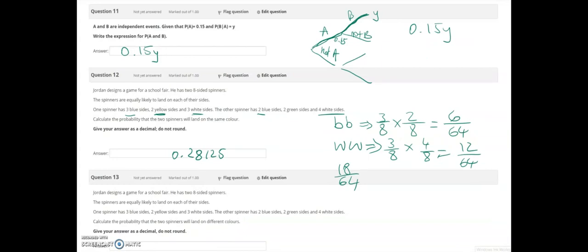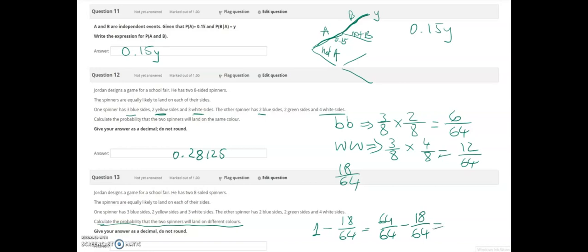Question number 13 links to question number 12. So it's the same scenario, but we have a different question. Now we've got to calculate the probability that the two spinners will land on different colors. So we looked at the same colors. Now it's about different colors. We know that if the colors are not the same, they're going to be different. So for that reason, we'll work this out by doing 1 take away 18 over 64, or 64 over 64 take away 18 over 64.